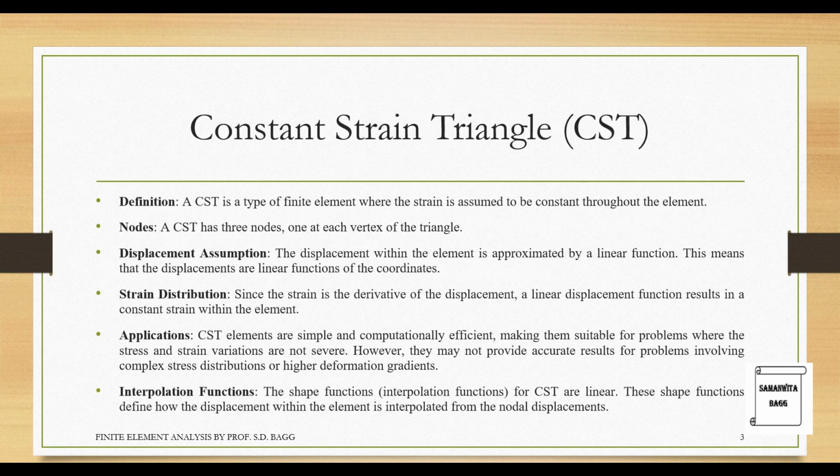First, we'll talk about the constant strain triangle, that is CST. When you define a CST, it is a type of finite element where the strain is assumed to be constant throughout the element. When you talk about nodes, a CST has 3 nodes, one at each vertex of the triangle.